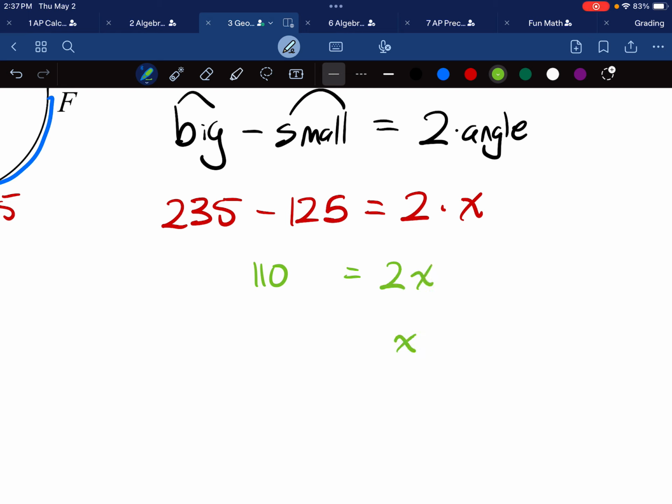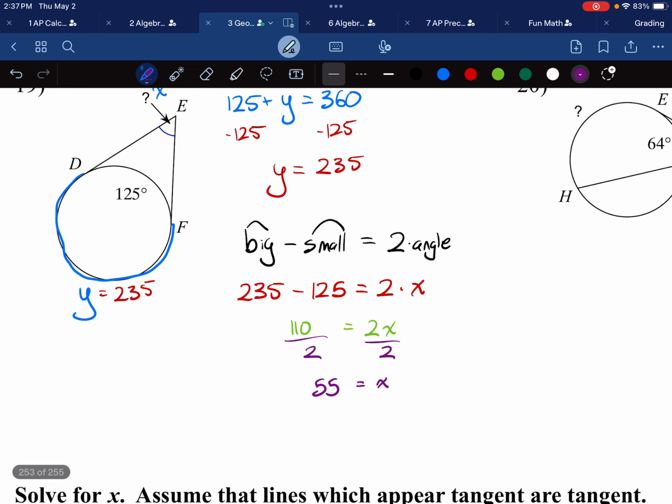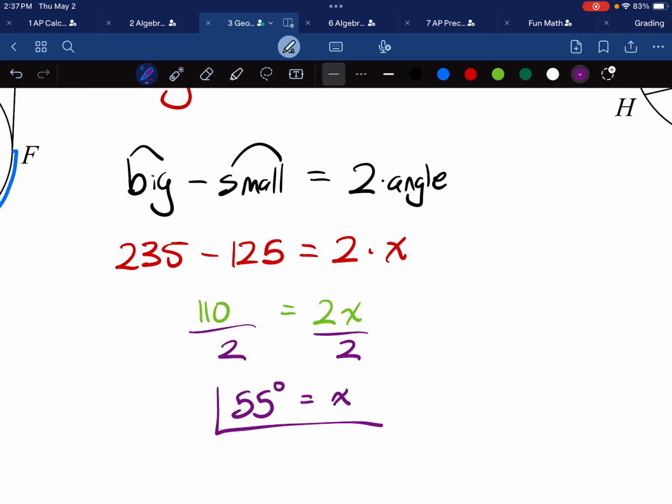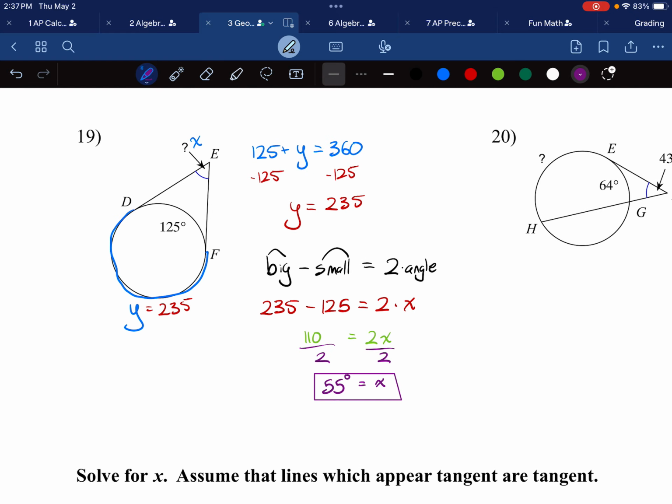Divide both sides by 2, and x is, I should show my work. Divide by 2, divide by 2. X here is equal to 55. Do I need a degree symbol? Yeah, I probably should. 55 degrees. There we go. All right, number 19, 55 degrees.